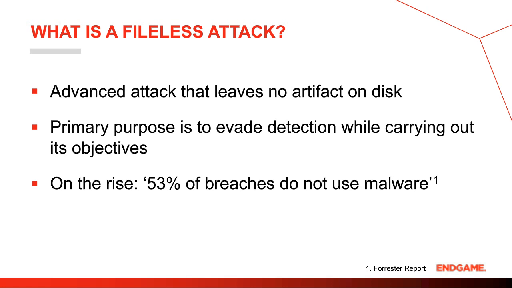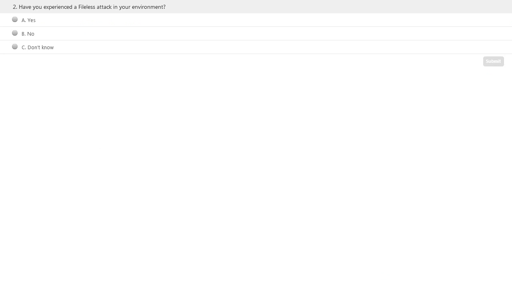So we'll talk a little bit about that in the beginning, and the metric here from a recent Forrester report proves that point that attackers are getting very good at this: over half of breaches now don't use any sort of traditional malware. And with that, I'll turn it over to another poll question, and Peter can take the lead on that. Thanks, Braden. Yeah, this is our second poll that I mentioned, everyone.